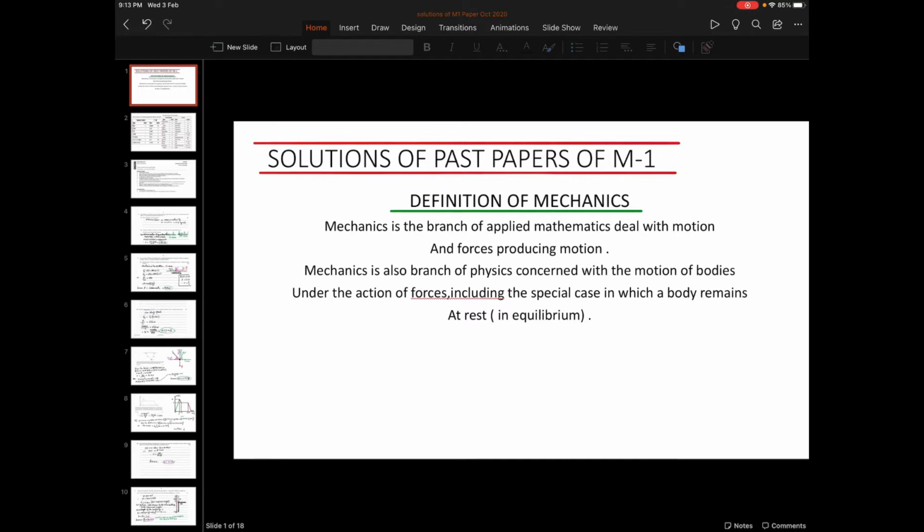Mechanics is also a branch of physics concerned with the motion of bodies under the action of forces, including the special case in which a body remains at rest or in equilibrium. Every body at rest is in equilibrium, but every body in equilibrium may not be at rest. For example, if an object moves with a constant speed, that body is in motion and also in equilibrium.